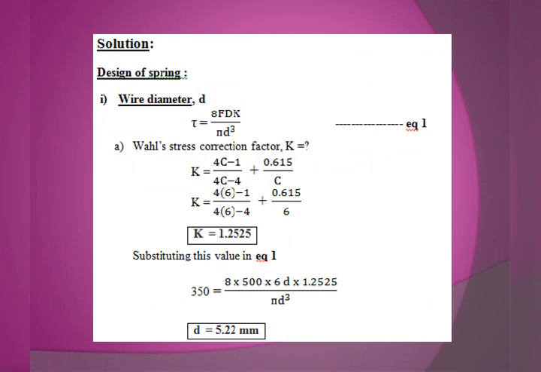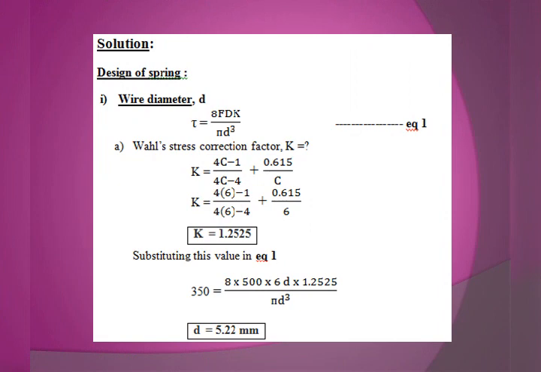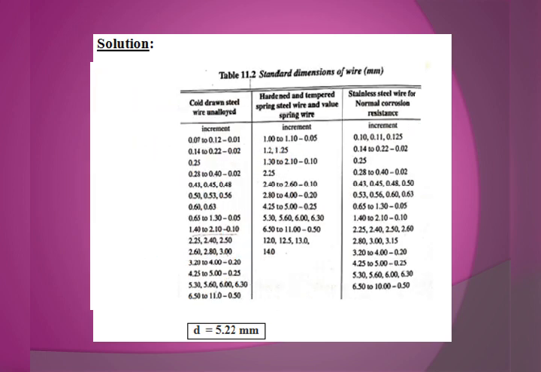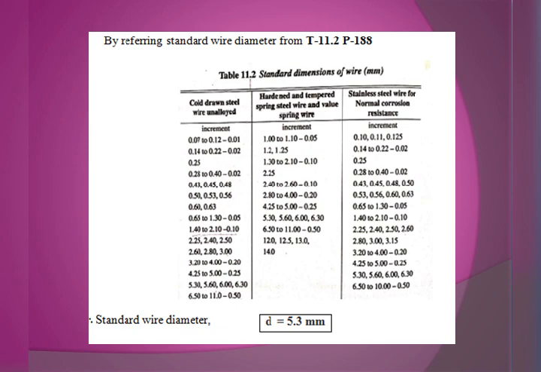We are getting shear stress tau, that is 350, is equal to 8 into load on the spring, that is 500 Newton, 500 into capital D. From the given data, spring index C is equal to capital D by d, that is equal to 6. So capital D is equal to 6 times d, that I have written, 6 times d, into K is equal to 1.2525 divided by pi d cube. After simplification we are getting the wire diameter d is equal to 5.22 mm. Now what is the value of wire diameter from equation number 1 we obtained? Diameter d is equal to 5.22.